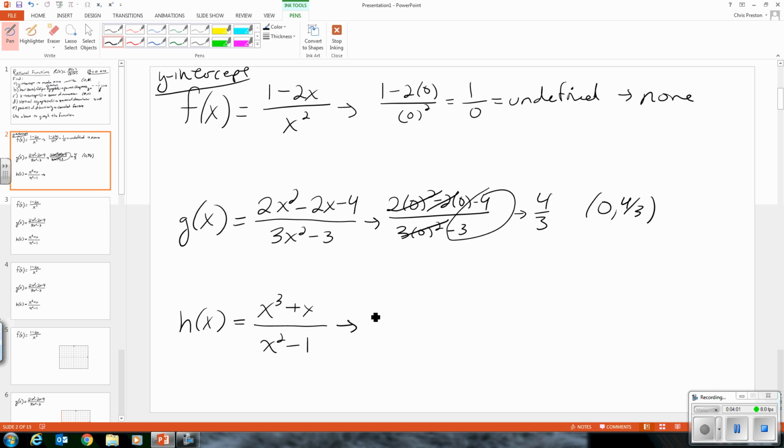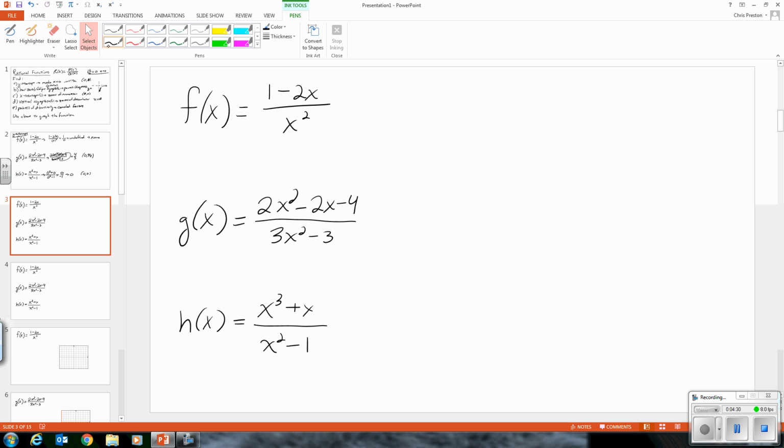And then this one, make all the x's 0, and you're going to get 0 over -1, which is 0, and that's okay. You can have (0, 0) as a y-intercept. Nothing wrong with that. So you can have 0 on top, but you can't have 0 on the bottom. 0 on the bottom, it's undefined, and therefore you don't have a y-intercept. 0 on top, that's okay, as long as the bottom isn't 0. That just means you go through the origin. All right, so now let's go to the horizontal or oblique asymptotes, right?